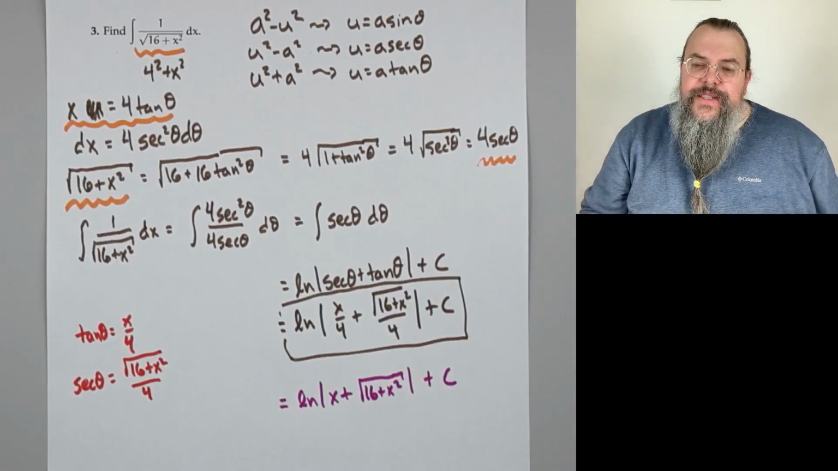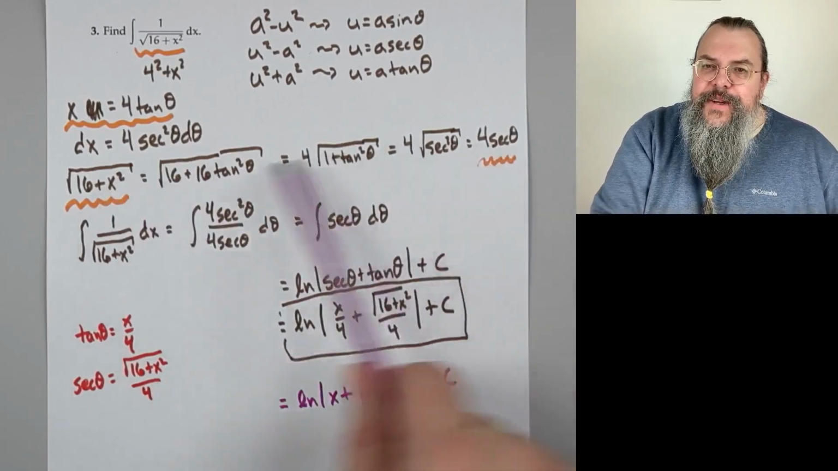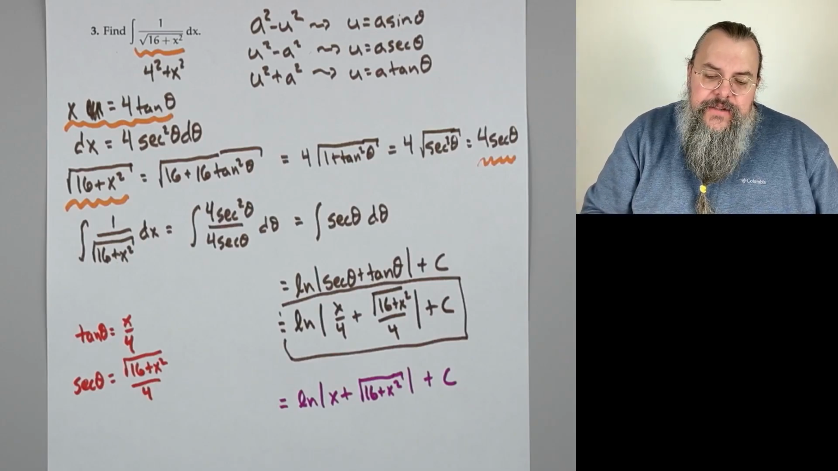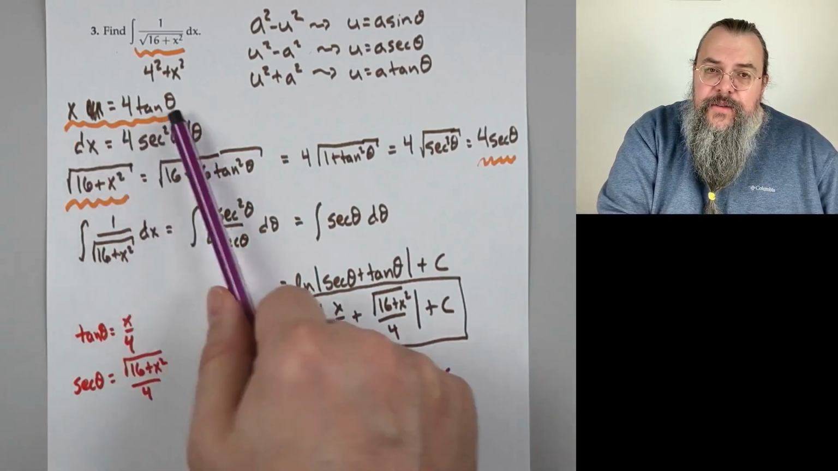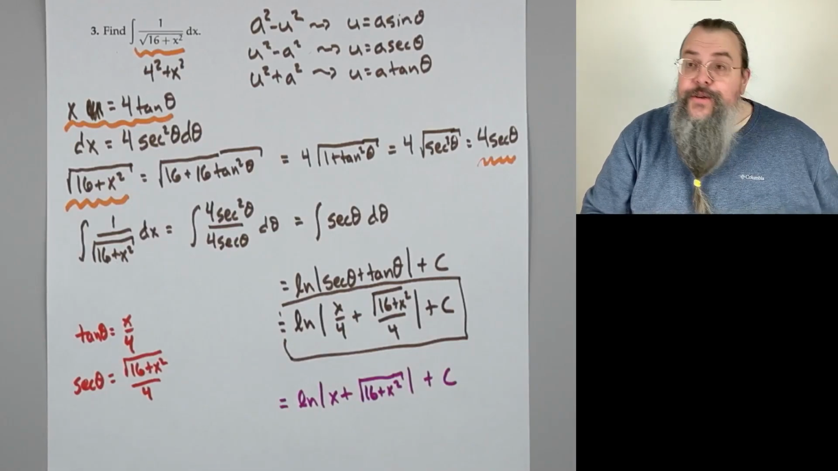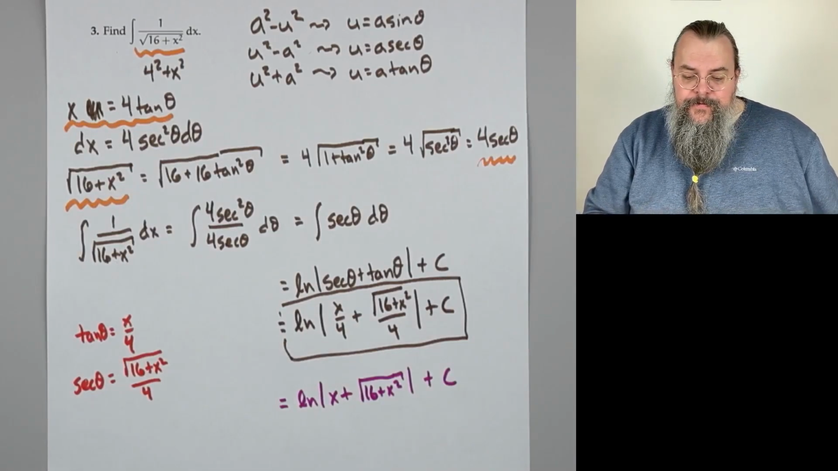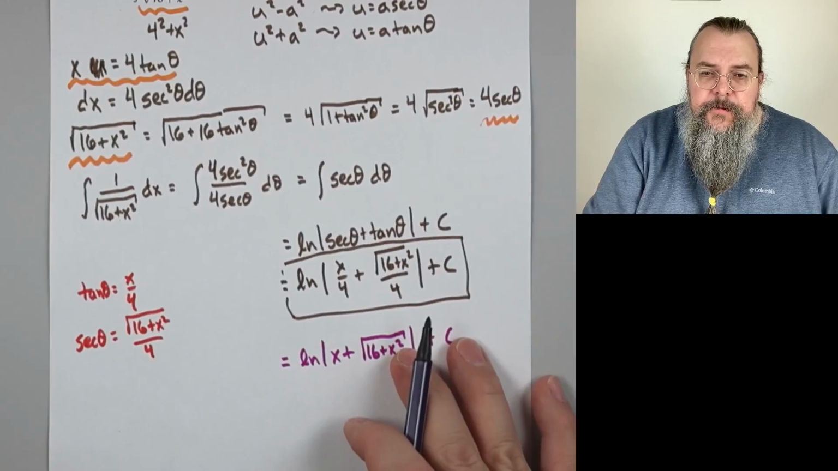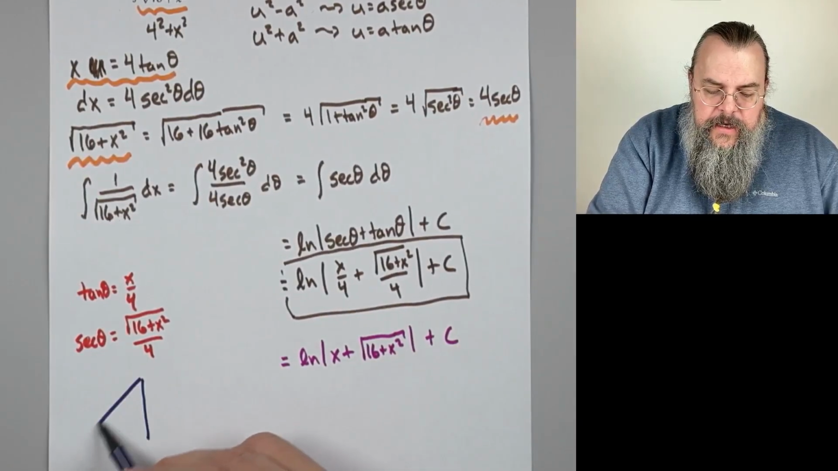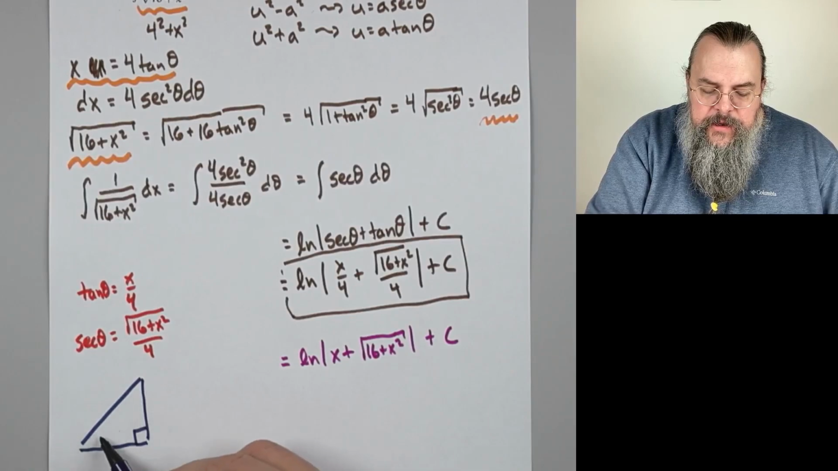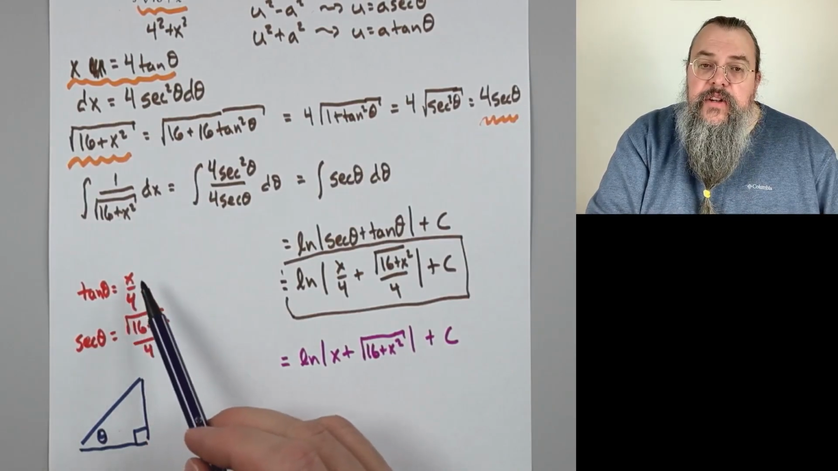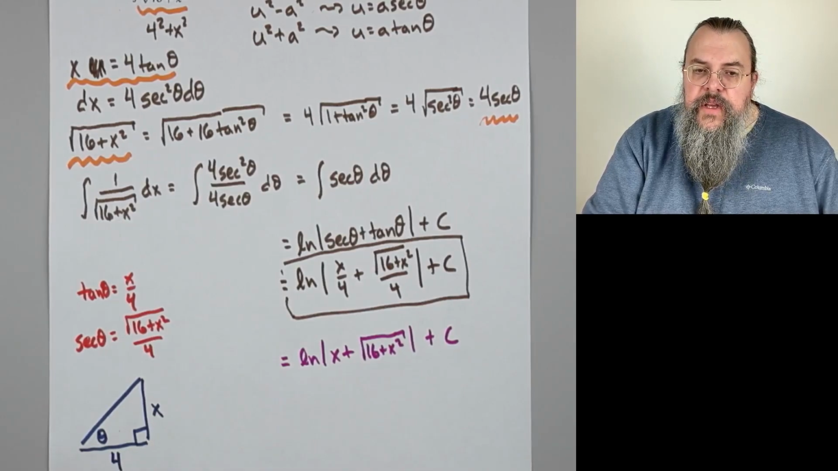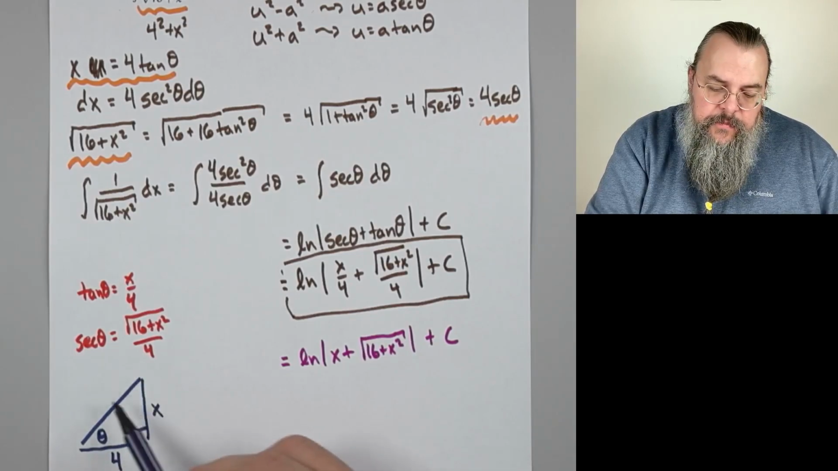Comment number 2 says, well, what if I didn't notice this up here for the secant? What would I need to do? And the answer is, you start with x equals 4 tangent theta, and you draw a triangle. You draw a theta in one of the corners, and you remember that tangent is opposite over adjacent, x over 4. And then you use the Pythagorean theorem to fill in the missing side.